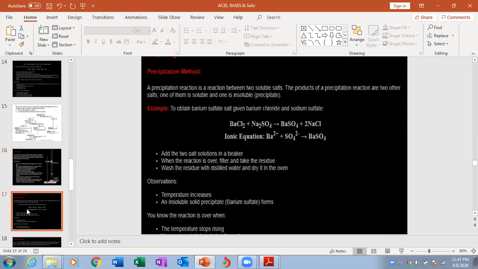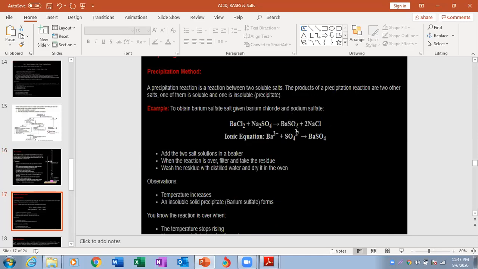Yes, sir. Okay, now the precipitation method. We have also understood that precipitation means the solid particles, the clumps of salt that are not soluble in water, like barium sulfate and lead chloride. If you want to produce barium sulfate, what will you do? You will react barium chloride with sodium sulfate, and these two salts will react together and produce barium sulfate and sodium chloride.